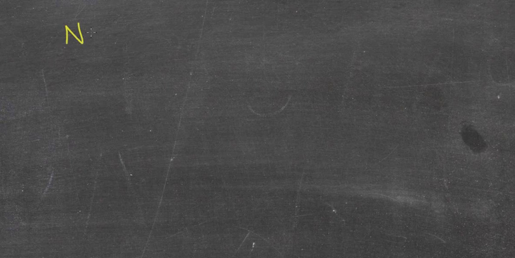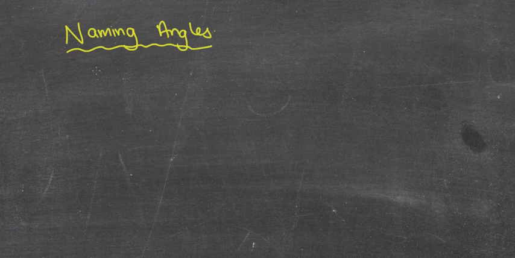Today we're going to be looking at naming angles. Okay, it's a pretty straightforward lesson today, but we certainly need to know how to do this. We're going to be looking at angles, obviously, so I'm going to draw a couple of angles on here. I'm going to use the letters A, B, C, and D.